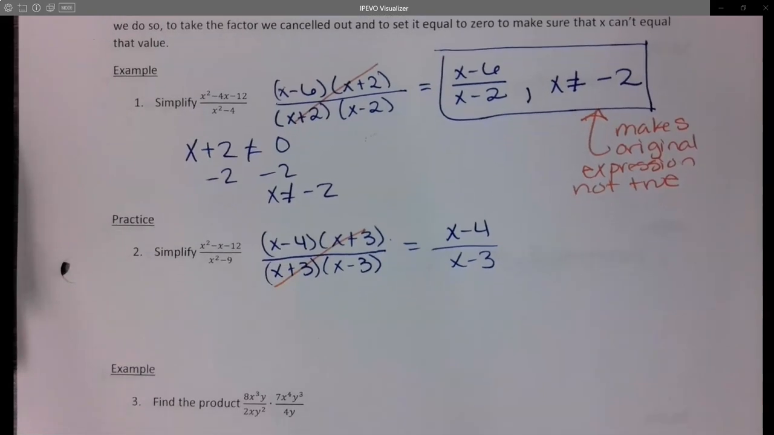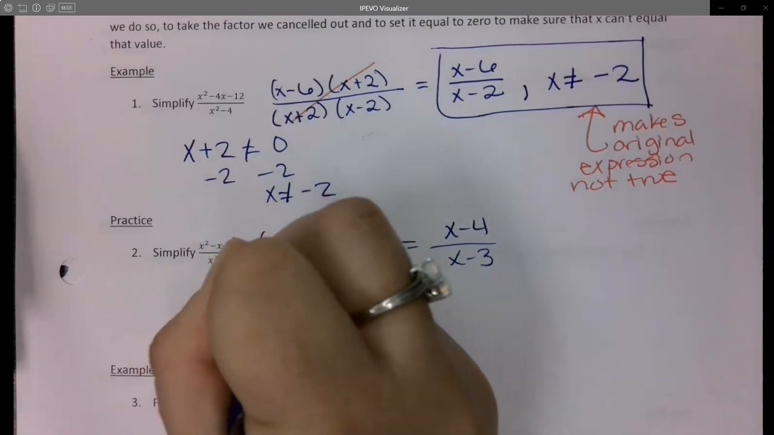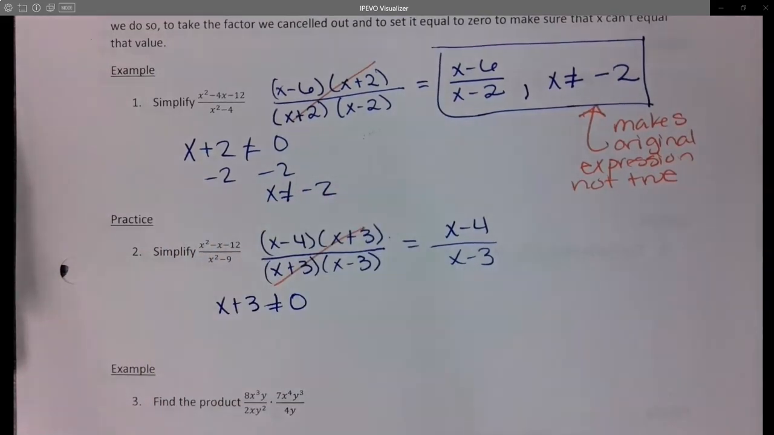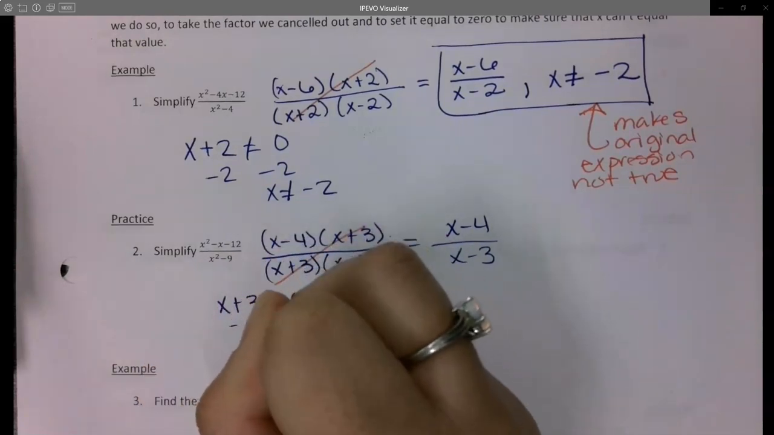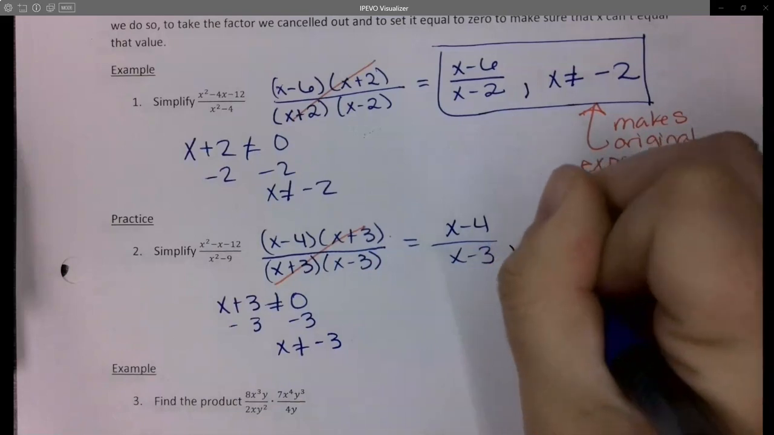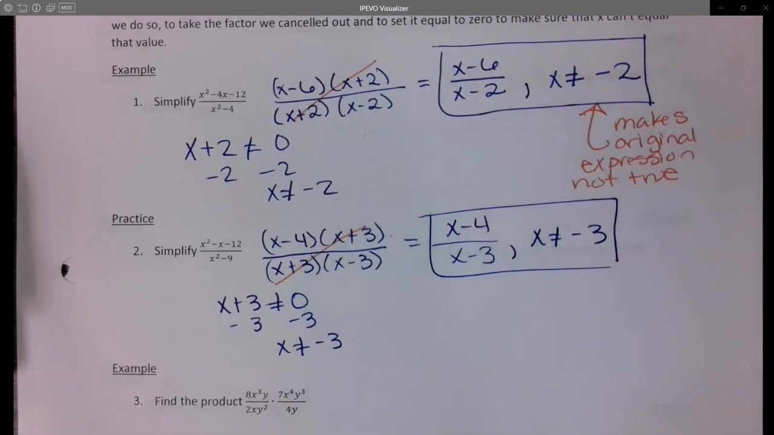Then what do I do next? Am I done? Okay. X plus 3 doesn't equal 0. And then I subtract 3 on both sides, which gets me x doesn't equal negative 3. Questions? I don't know why I'm losing my voice. Questions here on number 2. Yep.